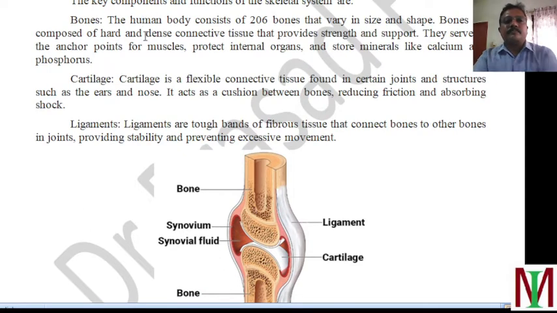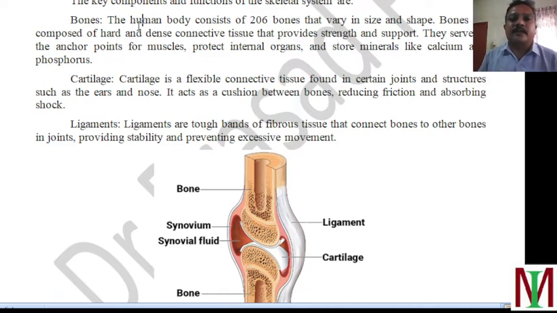Our human body consists of around 206 bones for a normal person, which vary in size and shape. Bones are composed of hard and dense connective tissues which provide strength and support. They serve as anchor points for muscles, protect internal organs, and store minerals like calcium and phosphorus. 206 bones only. Don't go for fights, don't go for fast bike riding, don't break your bones. It will not become 207, it will always be 206 only.